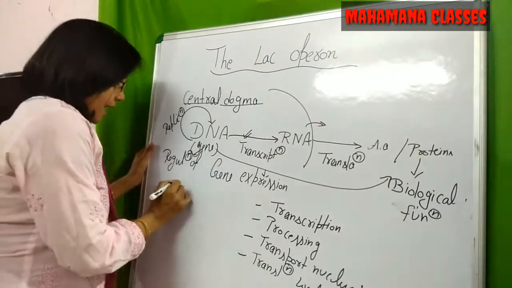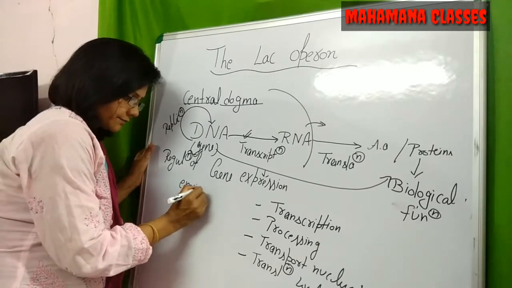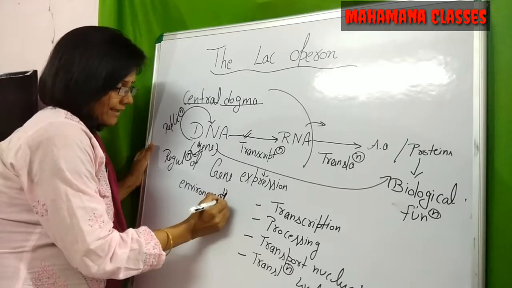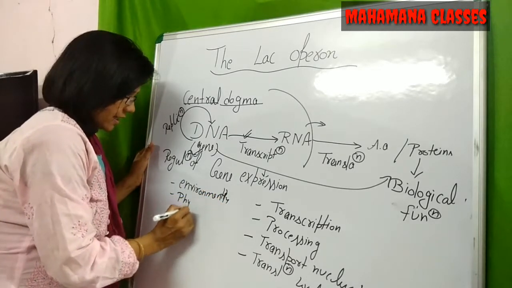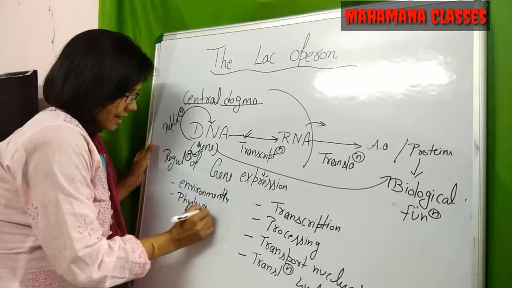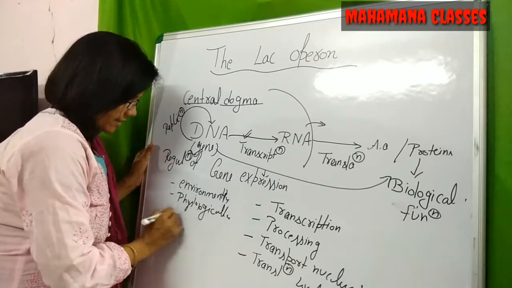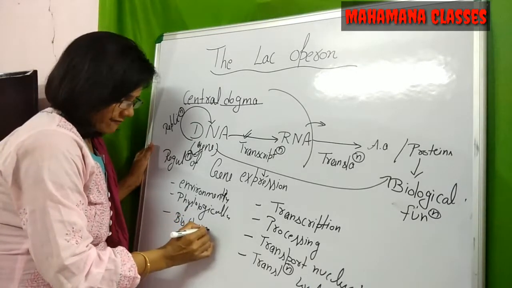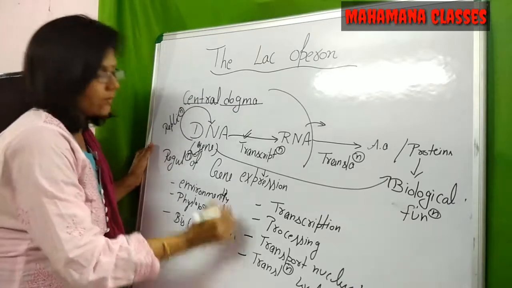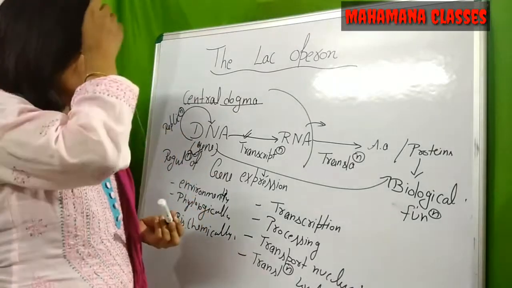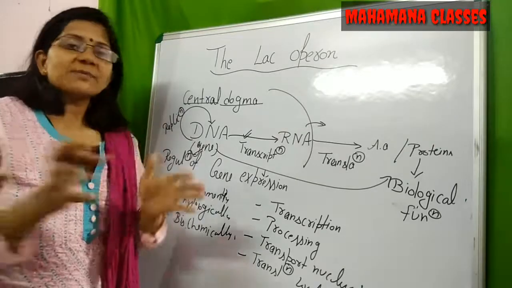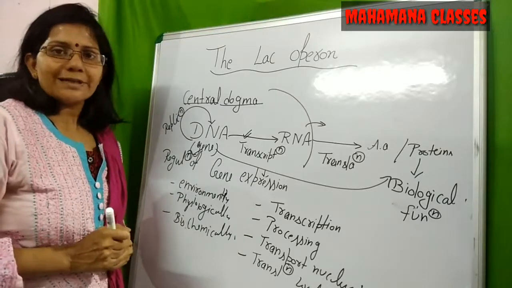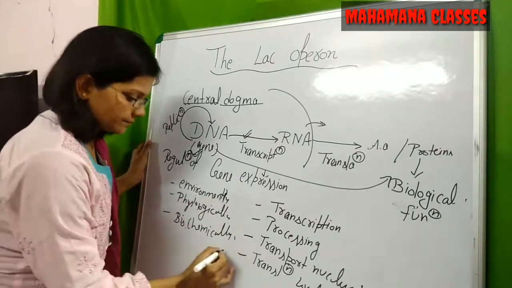But environmentally, physiologically, and biochemically, it is also affected. Chemically, it is also affected. Now, this gene expression occurs in both types of cell, prokaryotic and eukaryotic. First, we will discuss the prokaryotic cell.